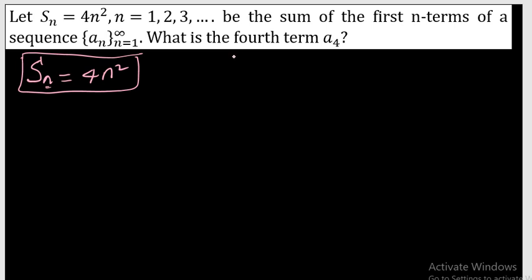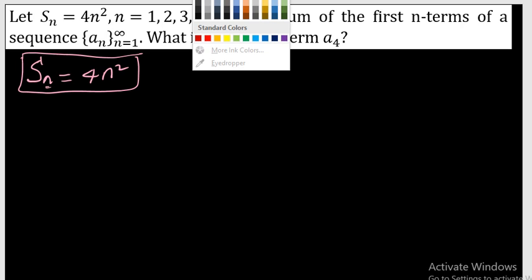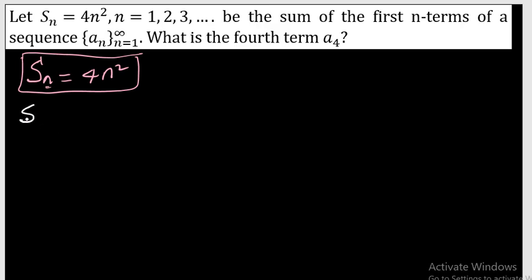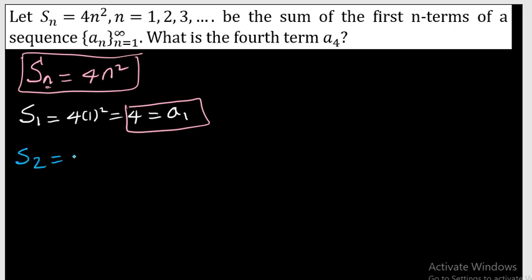And then what is asked? What is the fourth term? So what is s of 1? First of all, for s of 1, we need to substitute 1 in place of n, so it will be 4 times 1 squared. That's going to be 4, but the sum of 1 term is the same as just a1. So now we know the first term, a1. Okay, what about s of 2? Let us substitute 2: 4 times 2 squared, that's going to be 16.